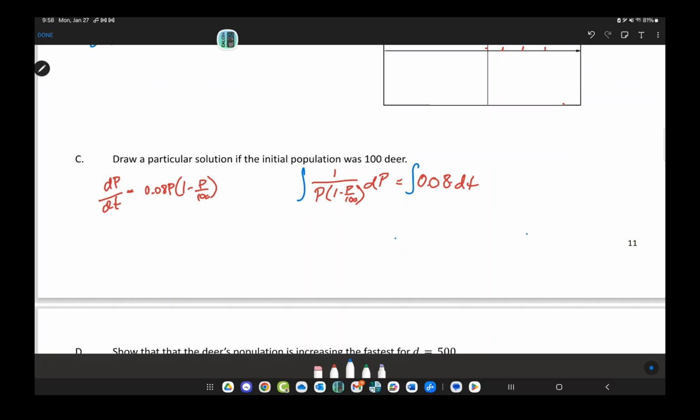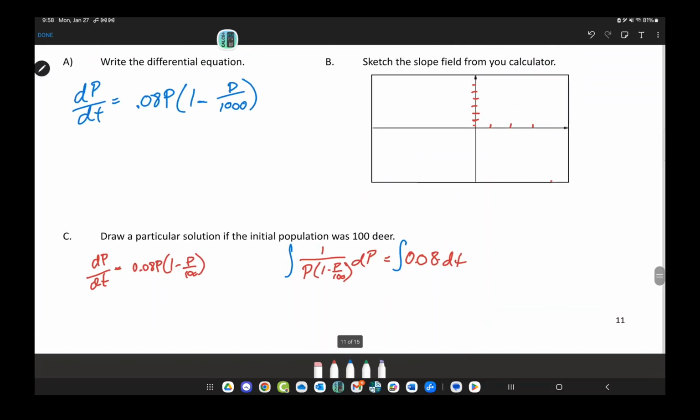No. Read this question wrong, because it says draw a particular solution, not find the particular solution. All right. Let's look at the back of this graph.